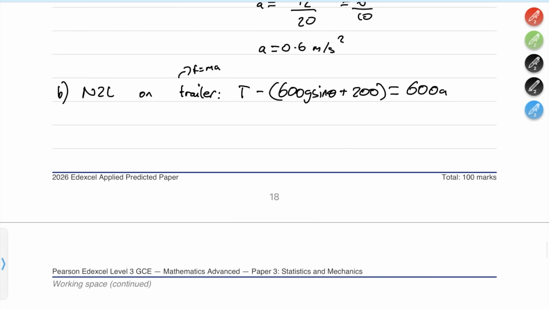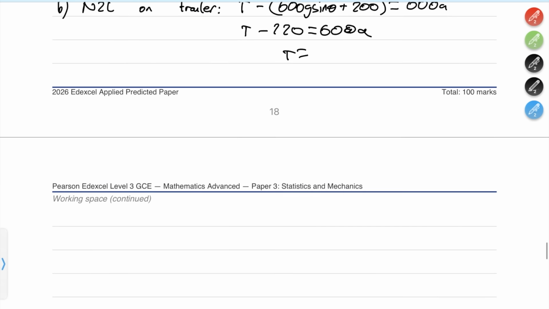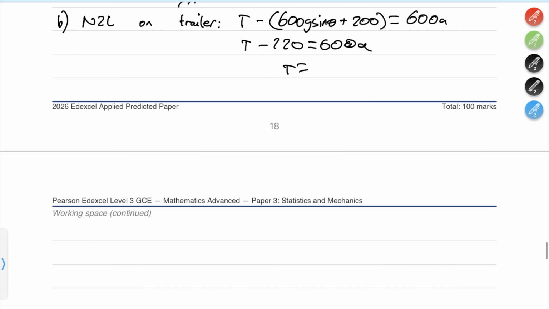So we can substitute this in now, so we're going to do 600 times 9.8 times by 1/14, and we're going to do subtracting 200. So we get T minus 220 equals 600A. So we're going to use the fact that A is 0.6, so we get 600 times 0.6 plus 220. So we get 580 newtons.